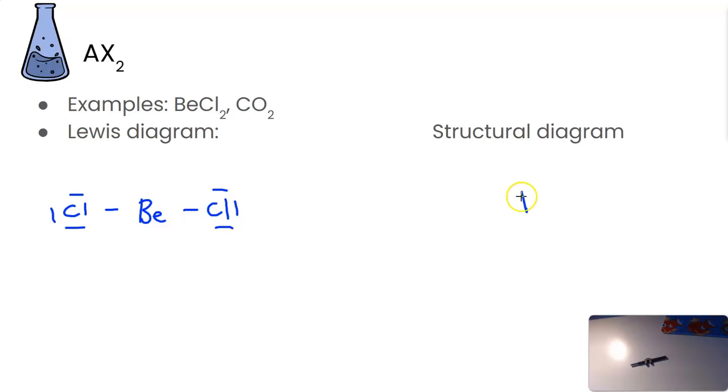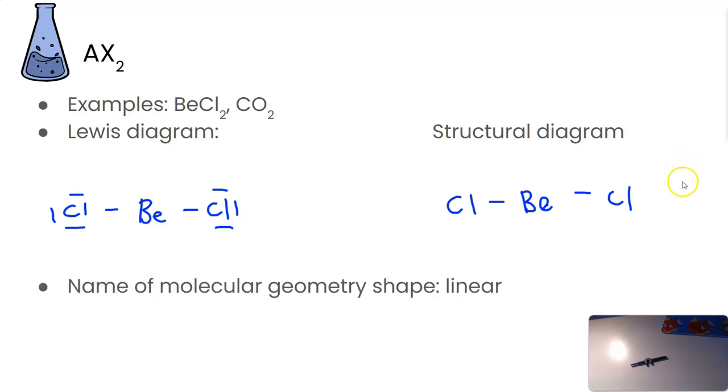For your structural diagram, what you're basically going to do is draw a picture where you're just interested in the structure. So you're not going to draw any double bonds, or any lone pairs on the terminal atoms, and then we're left with that. If we're going to name this shape, I would hope that it makes sense that this shape would be referred to as linear. It's a line.